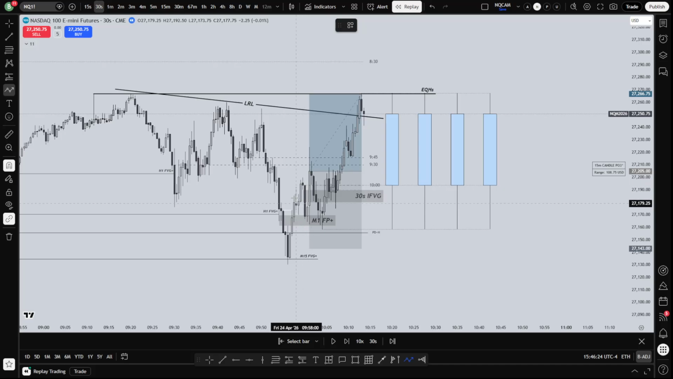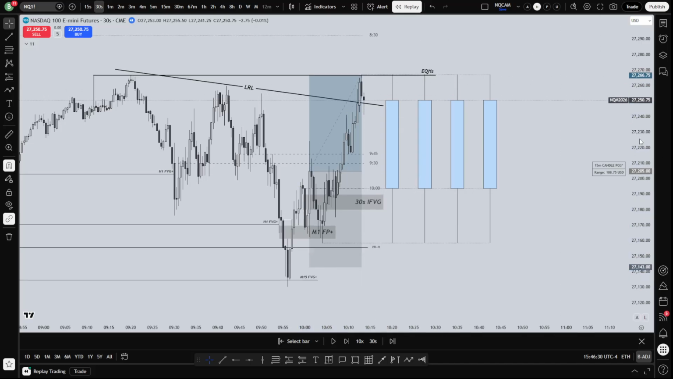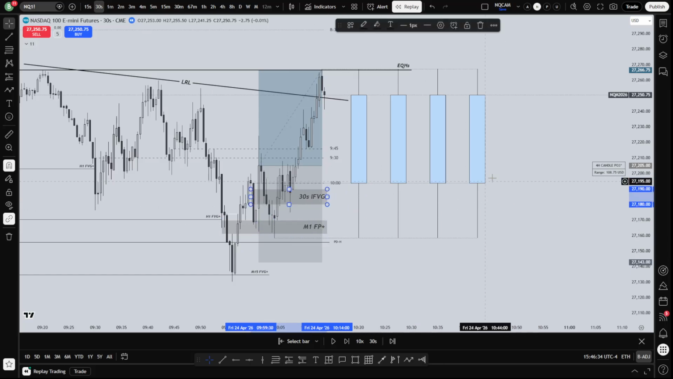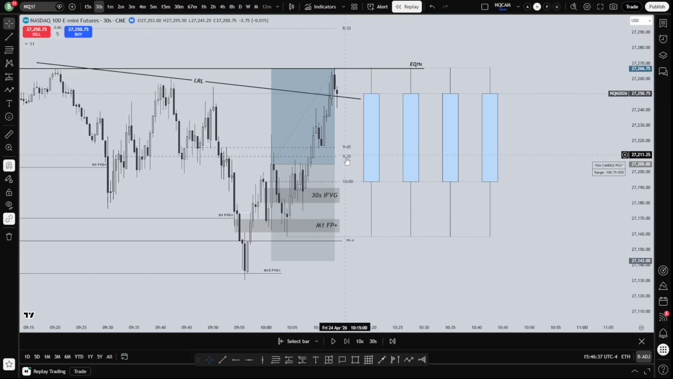Would have been a lot cleaner looking probably if 10 a.m. just swept this and then it would have no problem distributing. But again, super great trade. I know Armin caught this. Good job on Armin. But today's a great example why you should wait for 10 a.m. and the actual PO3 to happen before you take your position.